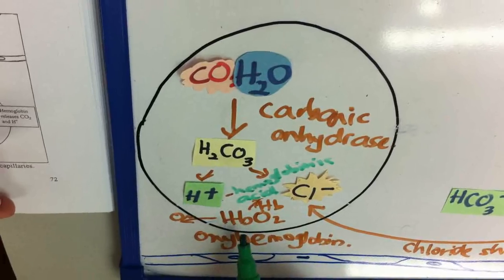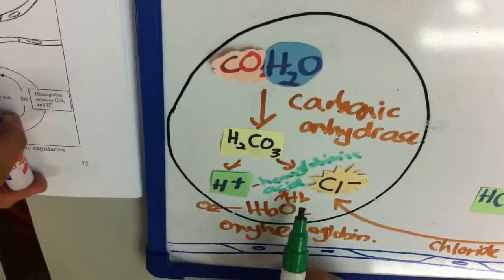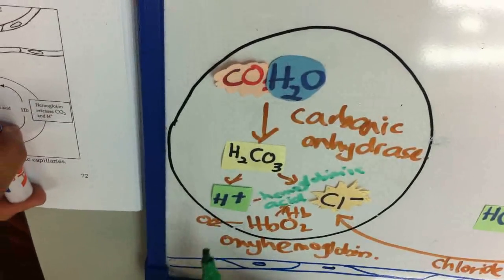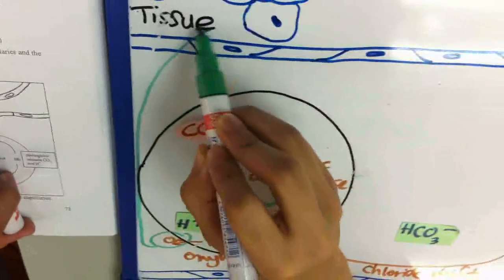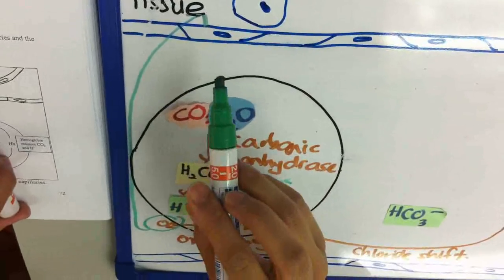So the oxyhemoglobin will dissociate to become Hb, as I said before, and the oxygen. So where does this oxygen go? It will go to the tissues for cellular respiration.